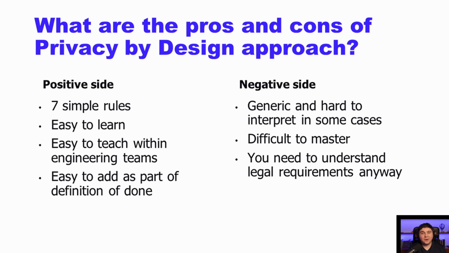What are the pros and cons of privacy by design approach? Well, on the positive side, privacy by design is only a series of 7 rules, and they are quite simple, which means that they are quite easy to learn, and they also are quite easy to teach within various engineering teams. In addition, it's quite easy to add them as part of your processes. So you don't have to build very complicated documents, Excel documents for your teams to follow privacy by design approach.